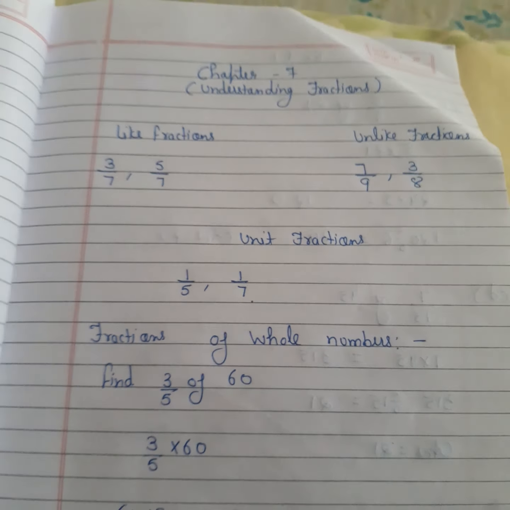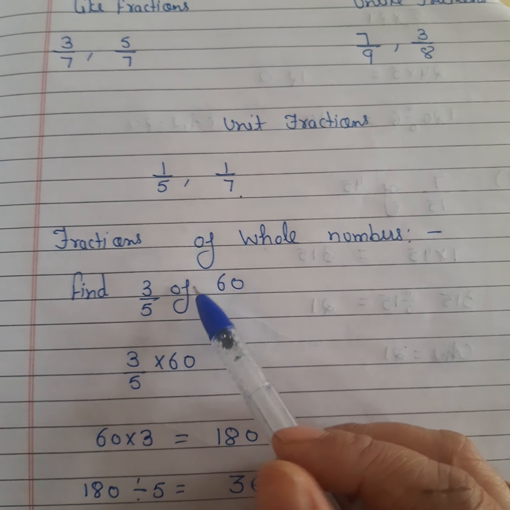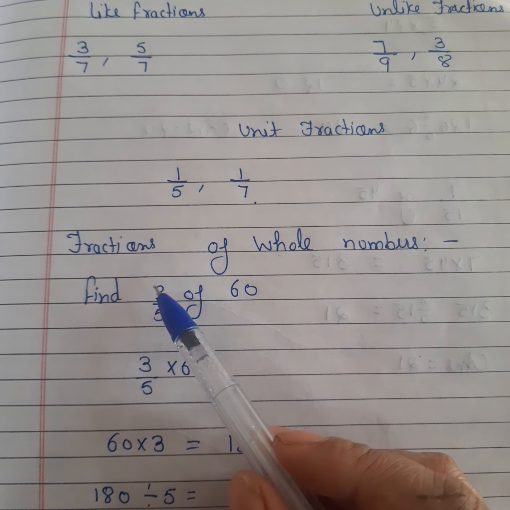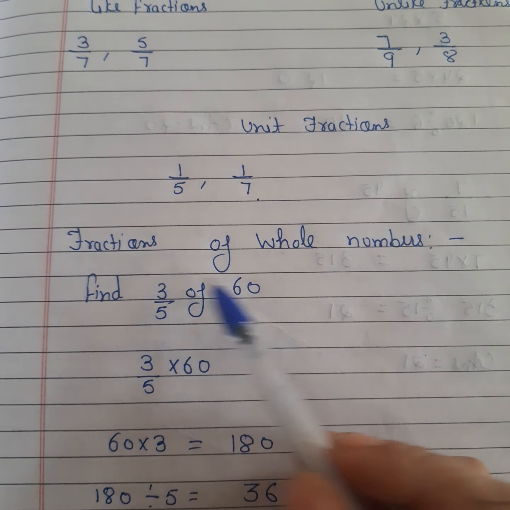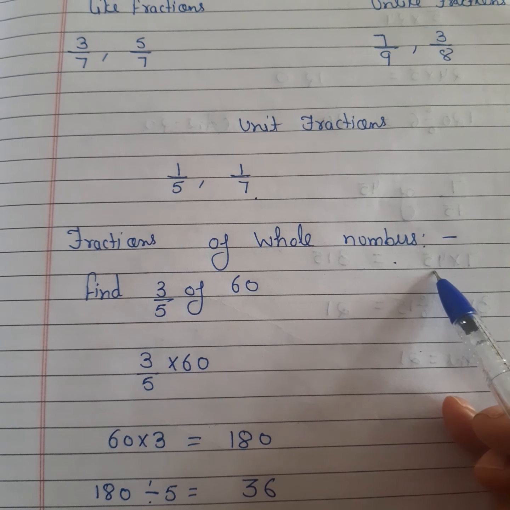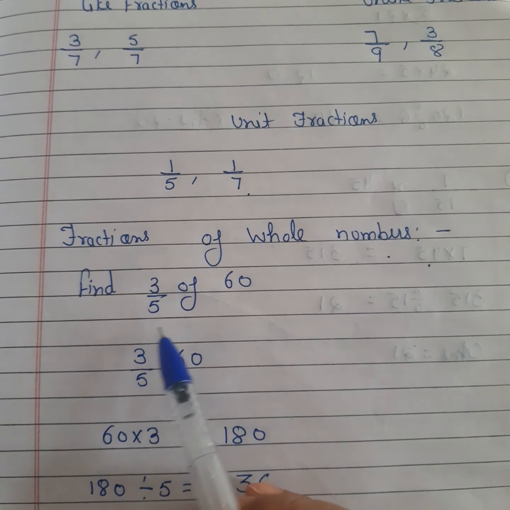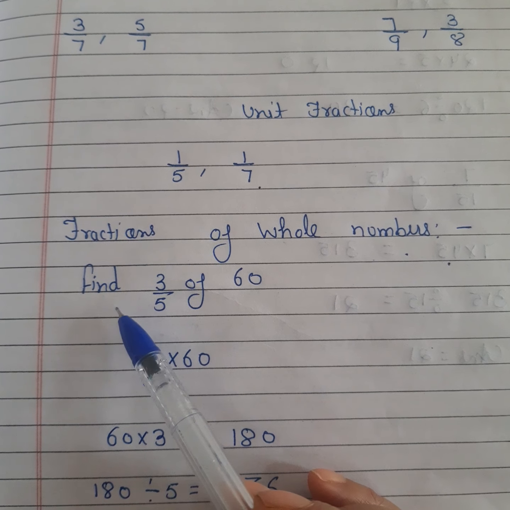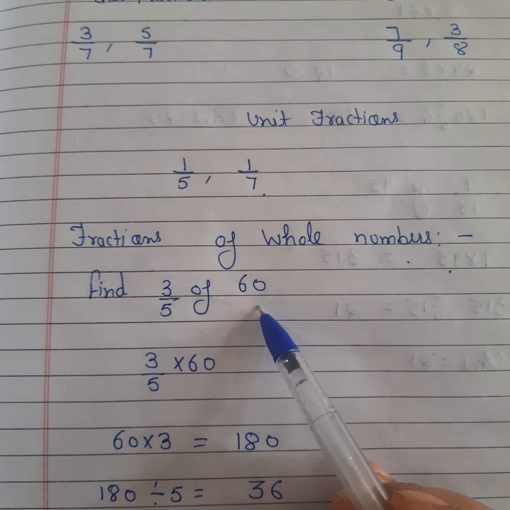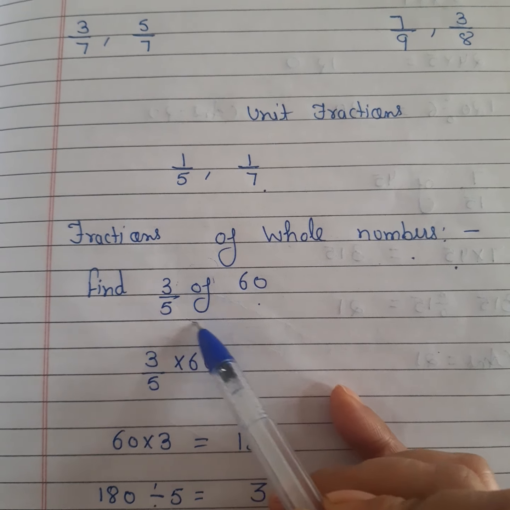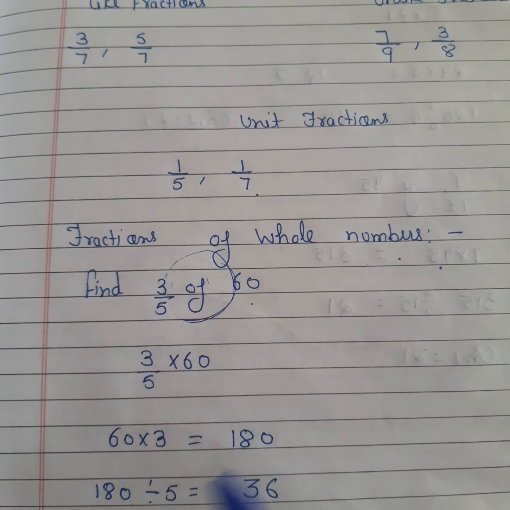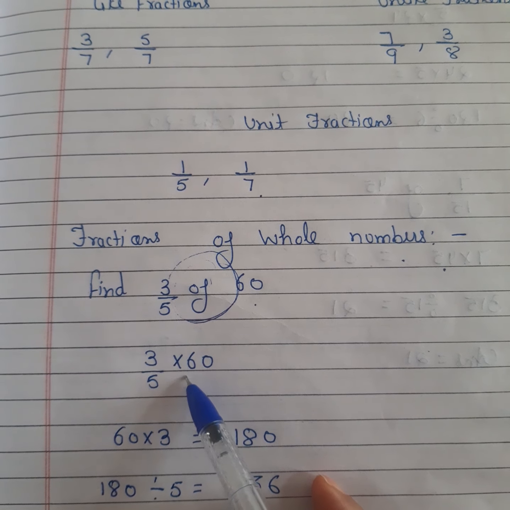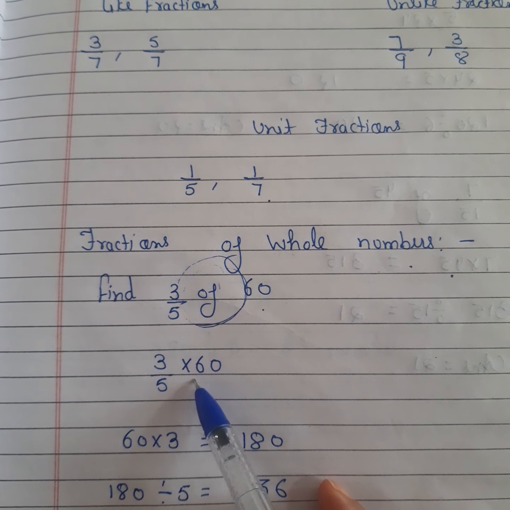Now in exercise 7.1 we will be dealing with the concept of fractions of whole numbers. So let's take one example that is given in your book also. Find 3 by 5 of 60. What is the meaning of this "of" here? Whenever "of" is there, just remove it and put the sign of multiplication.